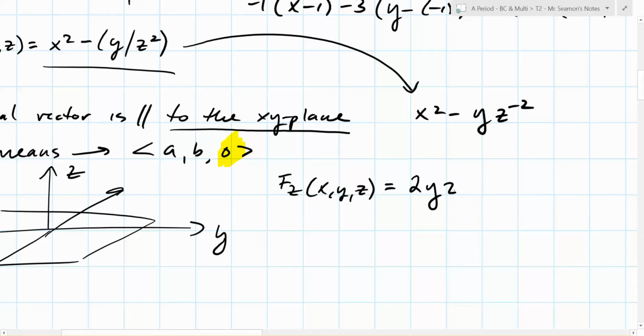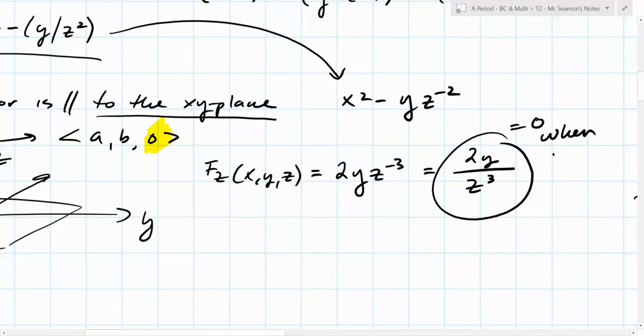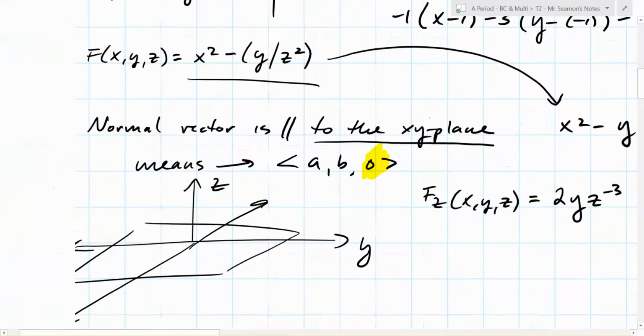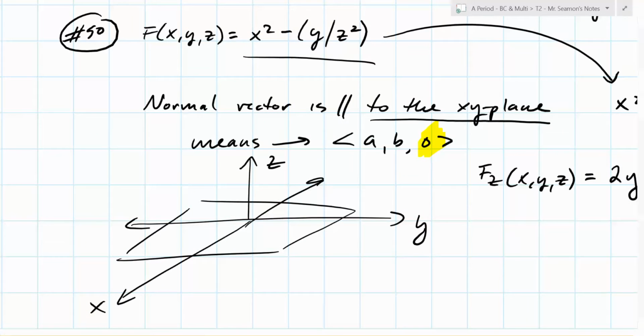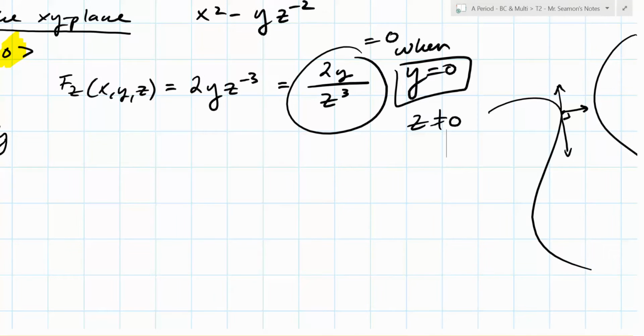So what's FZ going to be? 2y z to the -3. So that's 2y over what? Z cubed. What's the only way for this to be 0? When what? It's when y equals 0 and z doesn't equal 0, or we have a problem, right? So it's asking us, it says, find all of the points on S where the normal vector is parallel to the xy plane. I could be totally off with this method. I think I'm okay with this method.